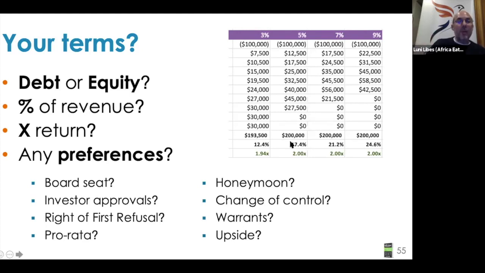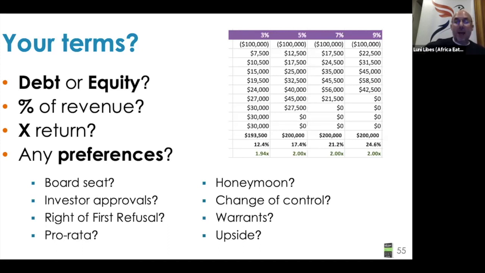Which column do you like best? And what else do you need? If you're the investor in one of these deals, what else do you need to put into the deal? You want a board seat? Do you need a whole bunch of covenants, right? The approvals on things that the company's doing? Do you want a right to buy more shares? Do you want a right to do another round?